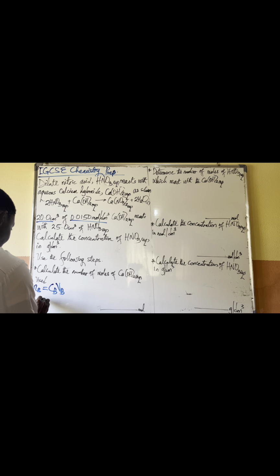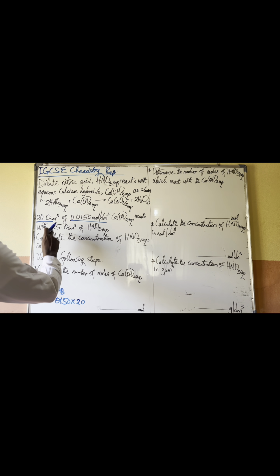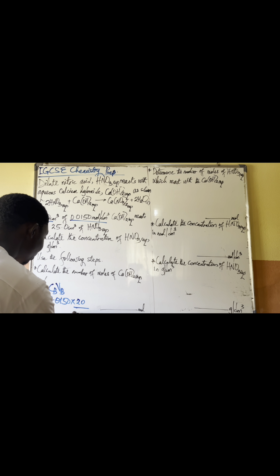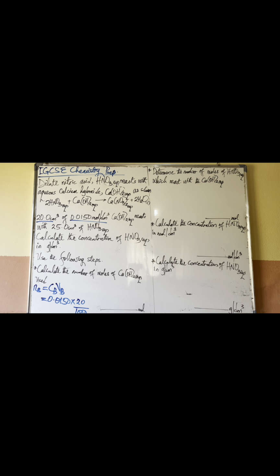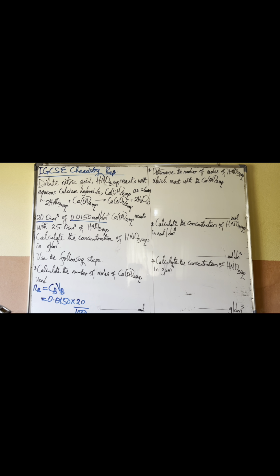So let's substitute. Cb here is 0.0150 times Vb. Vb, that's the volume of the calcium hydroxide, is 20. Remember, since it has to be in dm cube, we'll have to divide the 20 by 1000. If we don't divide this by 1000, what we'll get will not be compatible, because the concentration is in moles per dm cube, so the volume must also be in dm cube for the sake of compatibility or conformity.